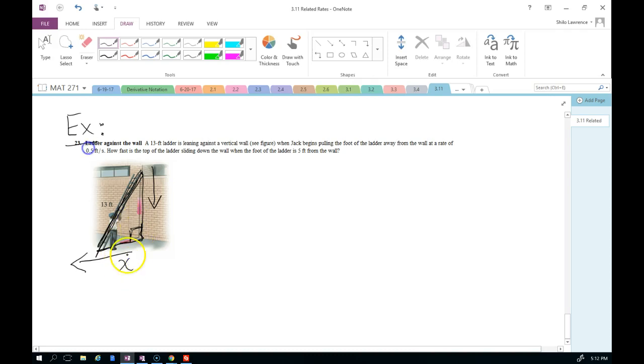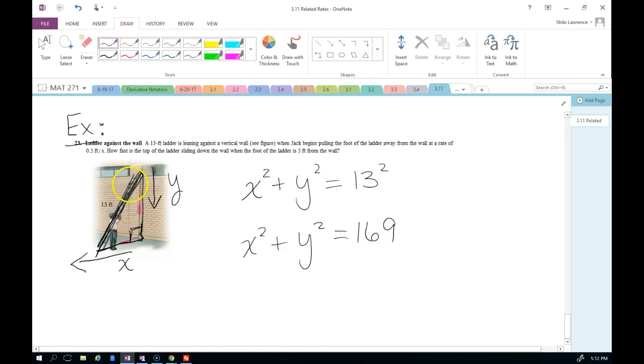And I'm just going to call them x and y since one's horizontal and one's vertical. And the relationship between these three sides, we can use the Pythagorean theorem for that because they're three sides of a right triangle. So the formula I'm going to set up is x squared plus y squared equals 13 squared, or x squared plus y squared equals 169. Because no matter where that ladder is situated, it's always going to make a right triangle with the wall.